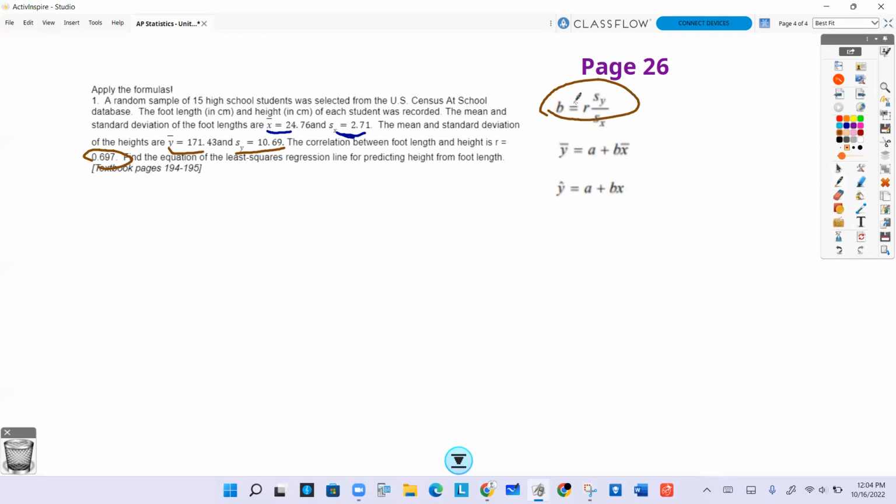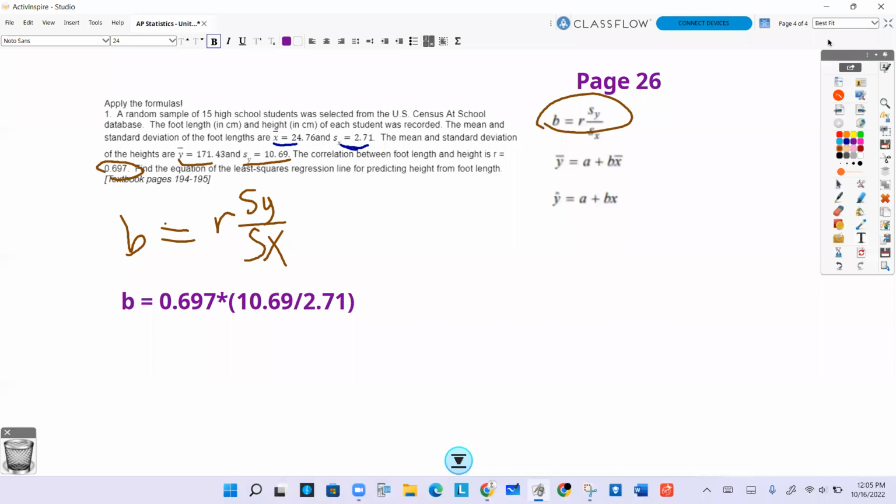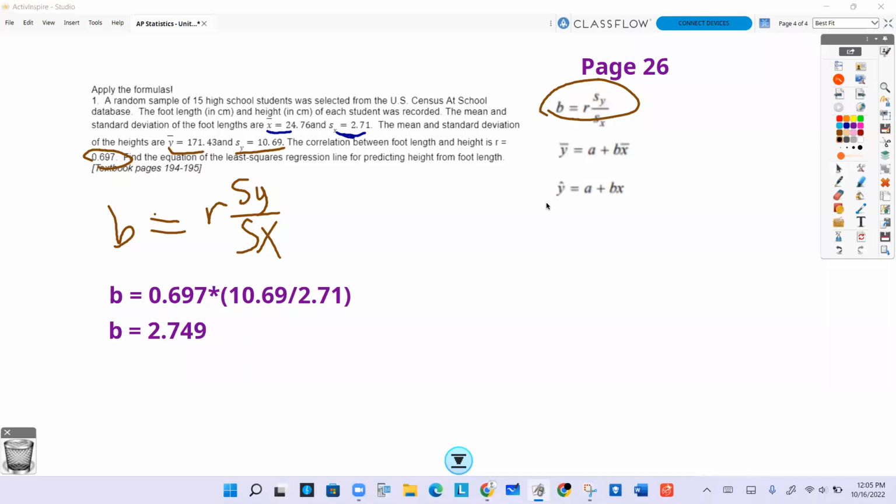We have all the information we need to get that. So what we'll do is write the formula down, and then plug in our x and y values. That'll give you b equals 0.697 times 10.69 divided by 2.71. Calculate that out, and we get b equals 2.749.